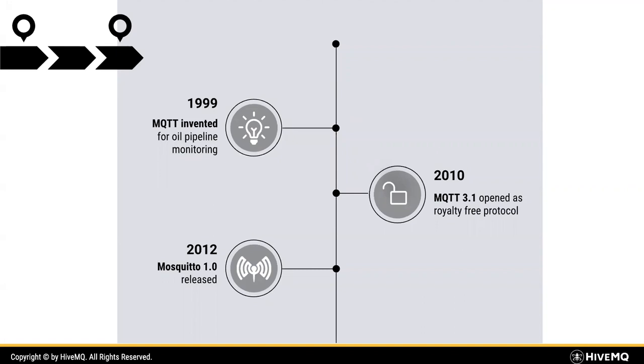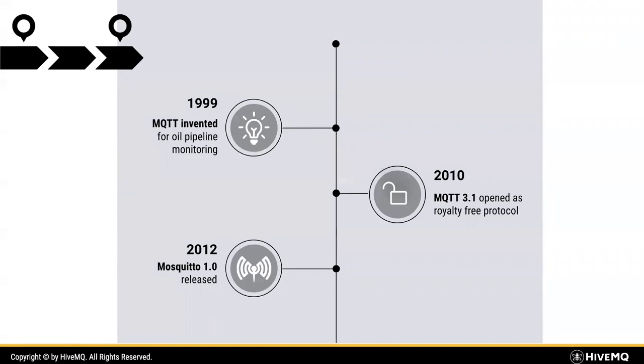Then there was a bit of time until 2010, when MQTT 3.1 was opened as a royalty-free protocol. This was opened by IBM. And the idea was to have not only IBM and other companies use MQTT, but really have an industry standard where basically everybody can contribute and gain a user base. Because again, the challenges you see in Internet of Things communications today are the exact same ones you had for SCADA system communications over the internet in 1999.